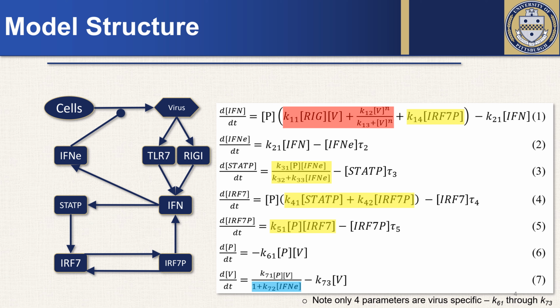Note that only 4 parameters of the model are specific to any given virus: K61, K71, K72, and K73. This means that the model can ideally be trained to a new virus with very little data or computational cost. We'll get into why a bit later, but this model was designed with a minimum number of ODEs and parameters to keep computational overhead as low as possible while still capturing the full dynamics of cell behavior, cytokine release, and viral replication. The model consists of 7 ODEs and 16 parameters which couldn't be sourced from literature.